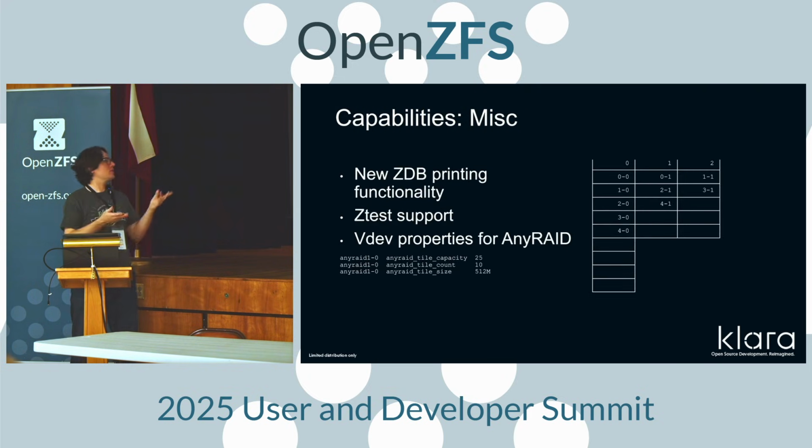There's some other new things that are just part of adding any new feature to ZFS. There's new ZDB printing functionality that lets you print out the AnyRAID map and display it. It does it in this nice sort of tabular format. I spent a little while playing with Unicode table making characters to make it look nice and pretty.